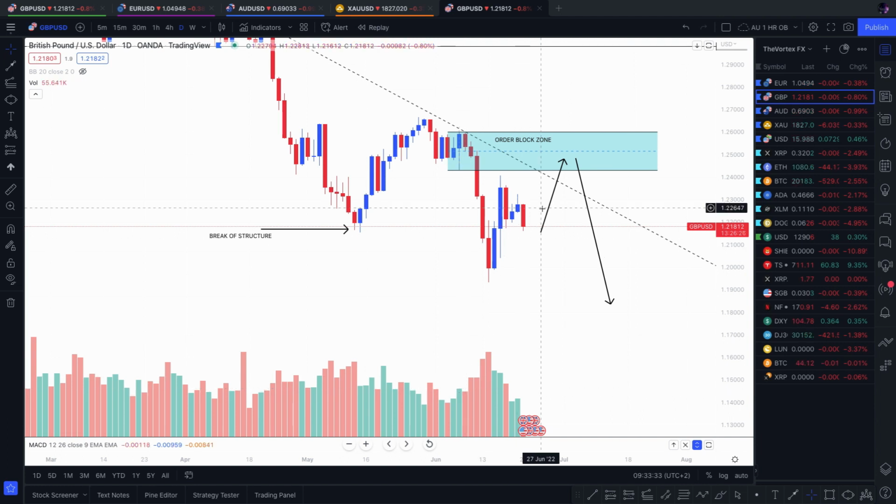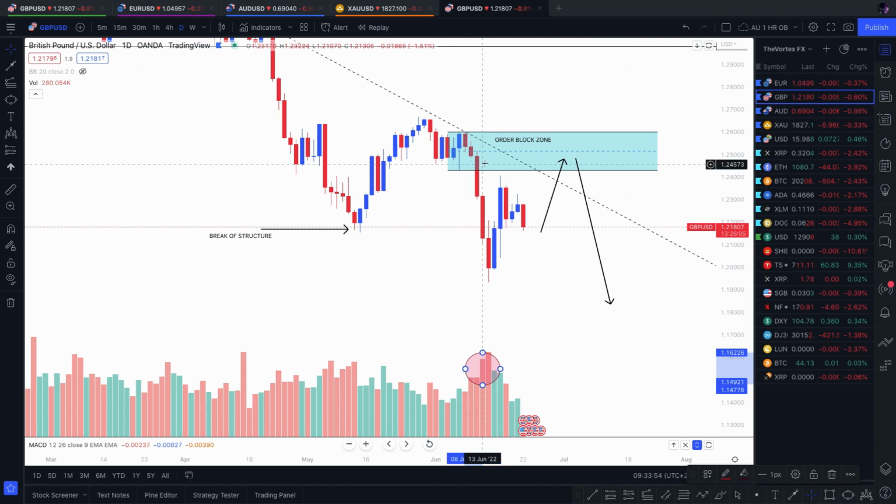So now when price does decide to retreat back into the order block zone, I would need to see lower bullish volume than the impulsive bearish volume. So this volume right here is very, very high. That's good. It's an impulsive break. It took out previous support. It needs to be high.